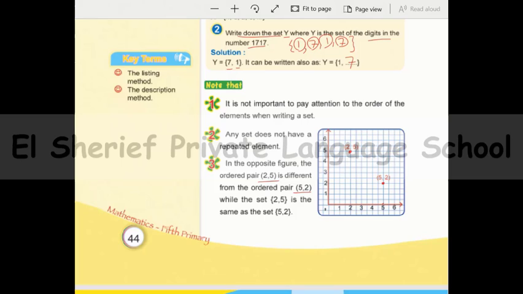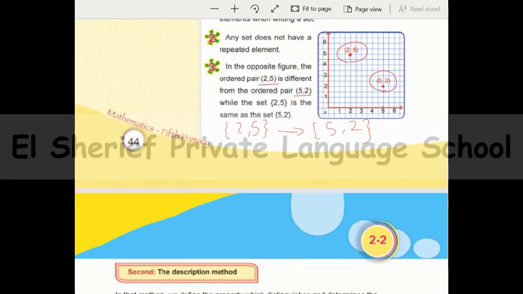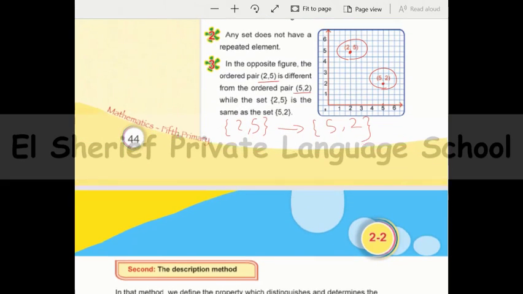We note that these 2 points are different. But if we have the set 2 and 5, it is the same as the set 5 and 2. So in a set we can change the order and it gives me the same set.